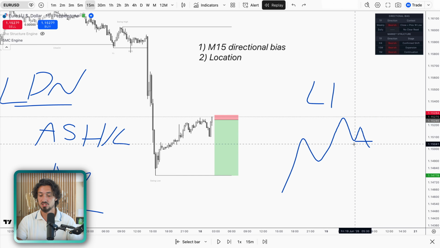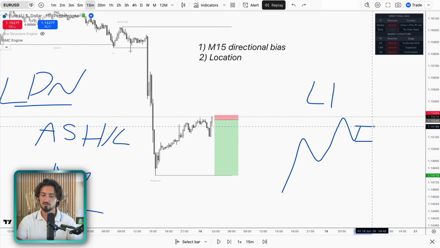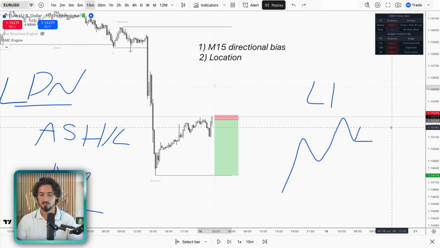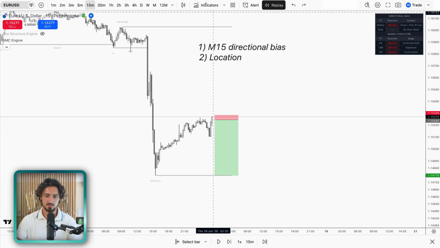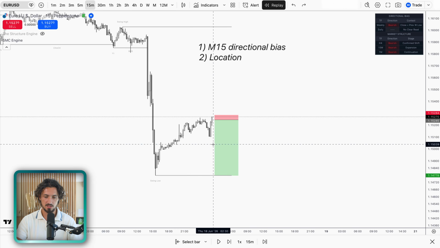So my location is below London low, or my location is below Asia low, or above London high, or above Asia high. This is a London session setup. You can see here, the trade is executed in London. You can see the time right now is 2:15 a.m. Eastern Standard Time, so 15 minutes into the London session.